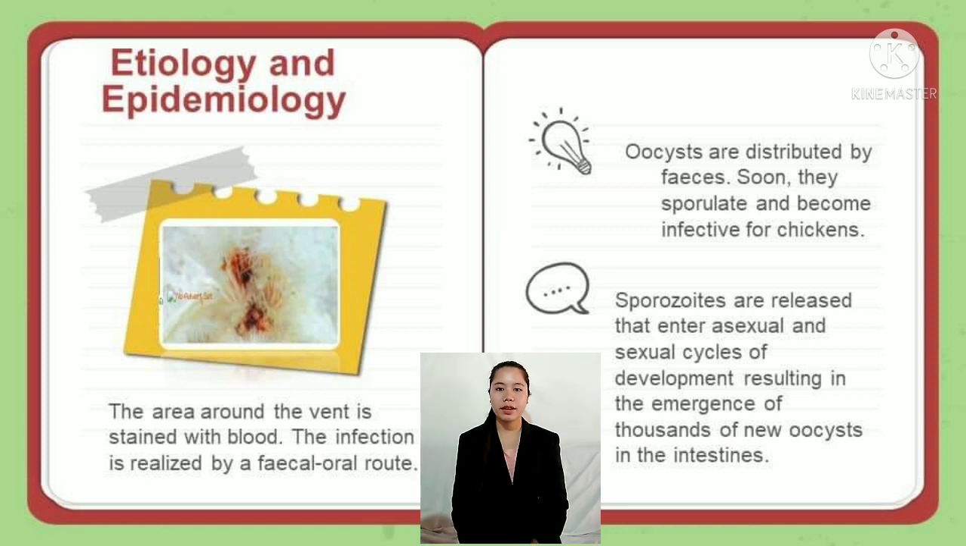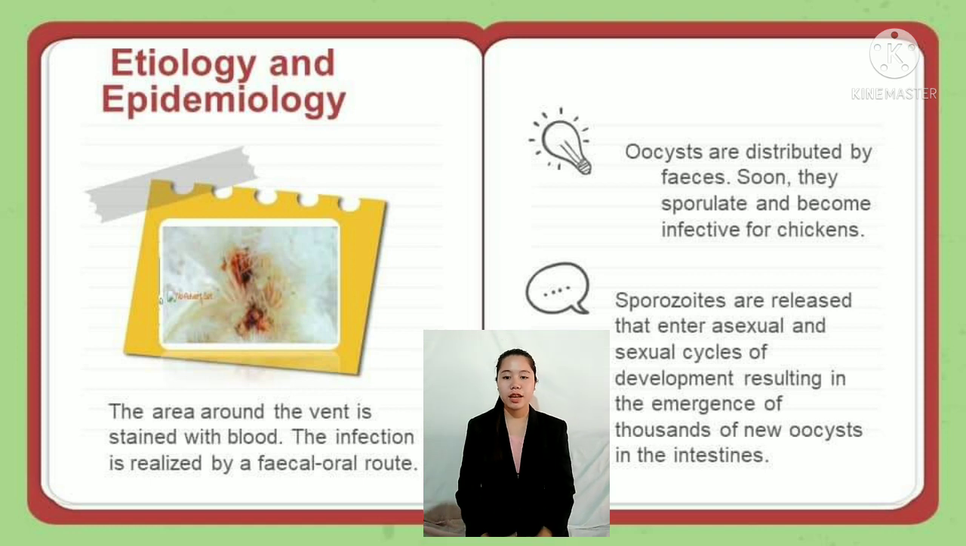The area around the vent is stained with blood. The infection is realized by a fecal-oral route. After ingestion of sporulated oocysts, sporozoites are released that enter asexual and sexual cycles of development, resulting in the emergence of thousands of new oocysts in the intestines. Oocysts are distributed by feces. Soon they sporulate and become infective for chicken. Pathoanatomically, dehydration and a high degree of anemia of the body and viscera are discovered.